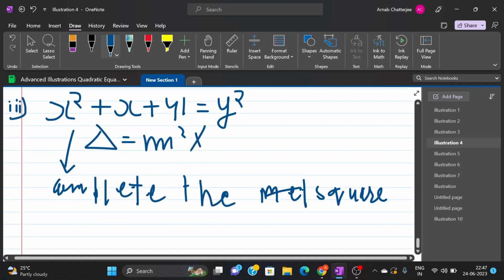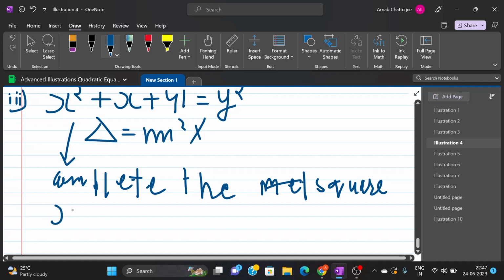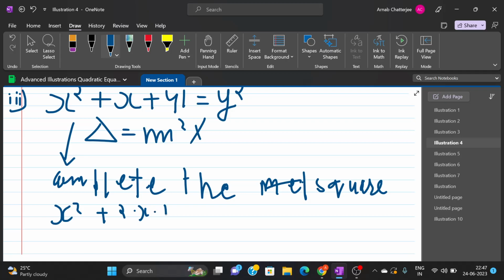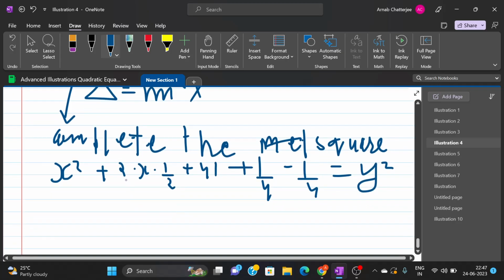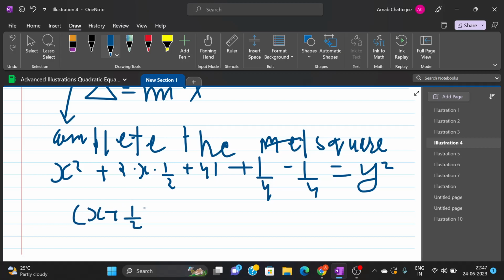So now let's start completing the square. We already know how to do that. Multiply by 2 and divide by 2. So now add 1/4, subtract 1/4. This is how we complete the squares. This becomes (x + 1/2) the whole square.